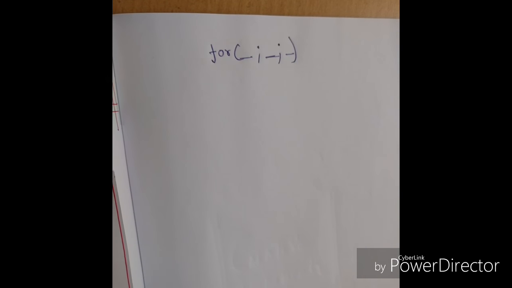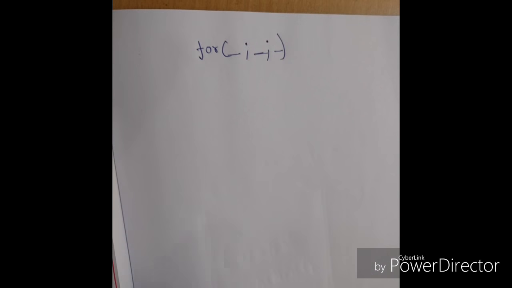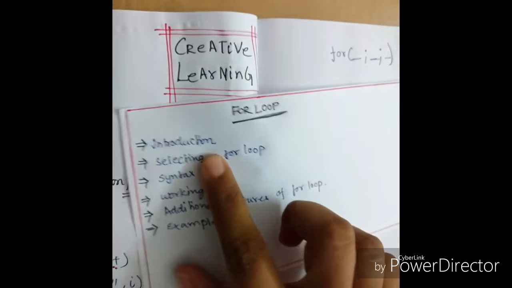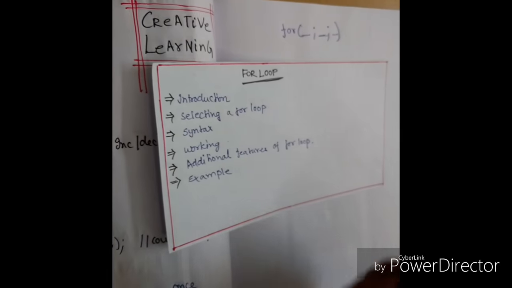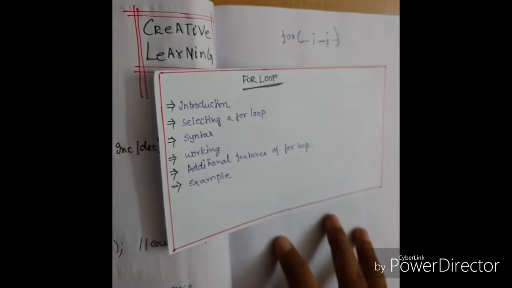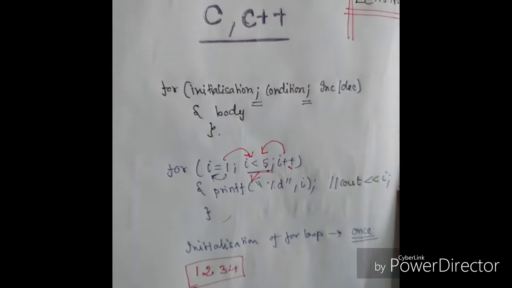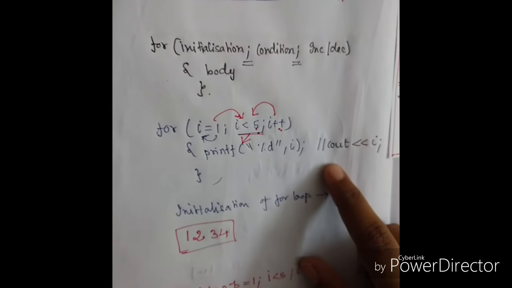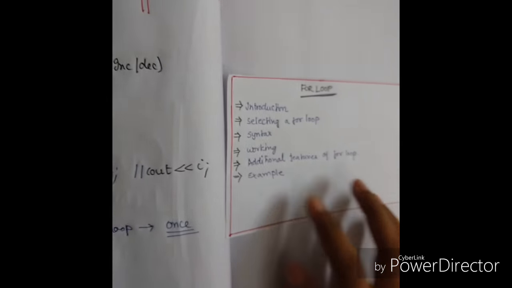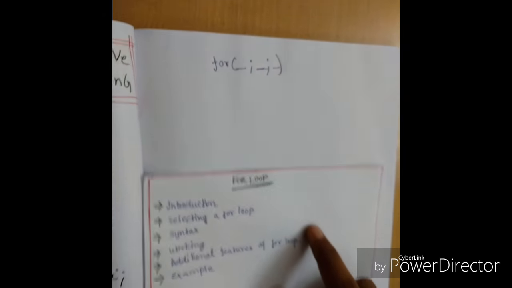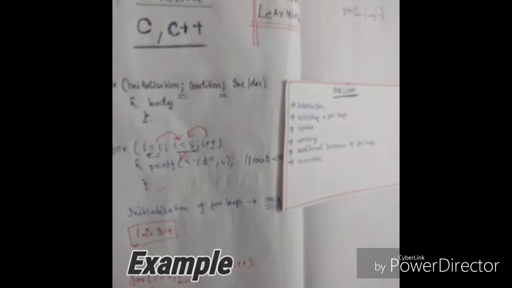So now coming to a quick recap, let's see what we have learned in for loop. In for loop we have learned the introduction. As I told, it's an iteration statement. Why should we select a for loop? If we know in advance how many times the loop gets executed. Then its syntax, here is its syntax. Then its working, here is some working with some example. Then additional features of for loop, infinite loop, and then here comes an example which I have compiled.